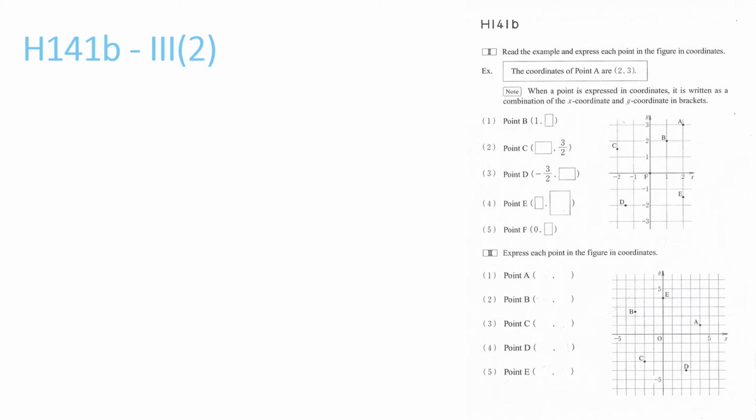Point B would be negative 3, because that's where it lines up with. And you always do the x-axis first. So it's negative 3, and on the y-axis, 2.5 is equal to 5 over 2, because 2 times 2 is 4, plus the 1 is 5. So point B would be 5 over 2.